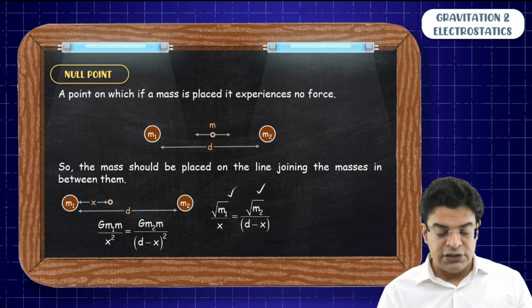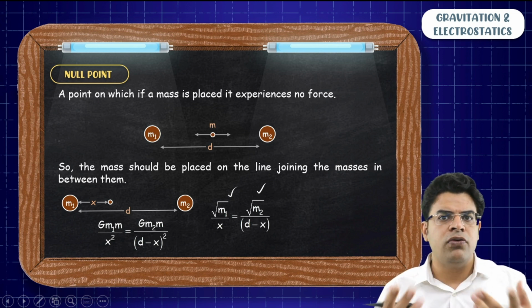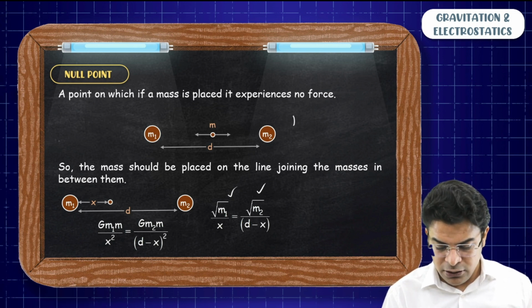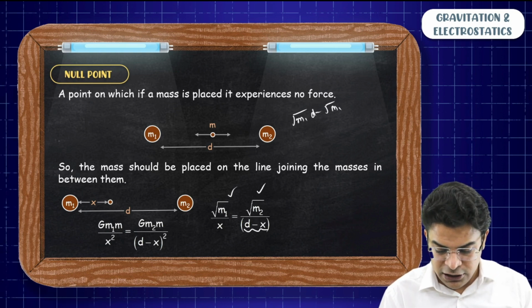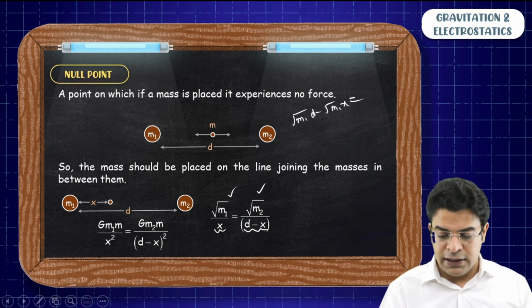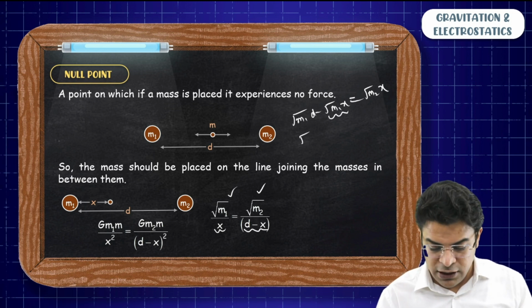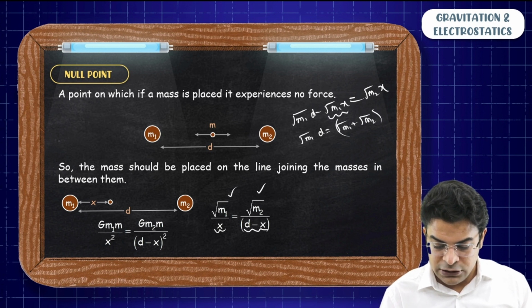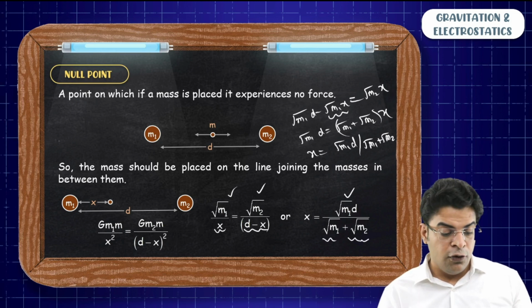Now once you have established this, root m1 by x equals root m2 upon d minus x, on cross multiplying you can find the value of x. How? Take this whole term to the left-hand side, so you get root m1 d minus root m1 x equals, taking this x on the right-hand side, root m2 x. Now bring this root m1 x to the right-hand side, you get root m1 d equals (root m1 plus root m2) into x. So x comes out to be root m1 d upon root m1 plus root m2.